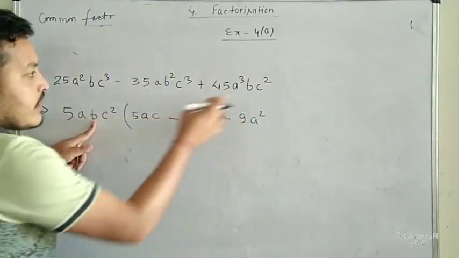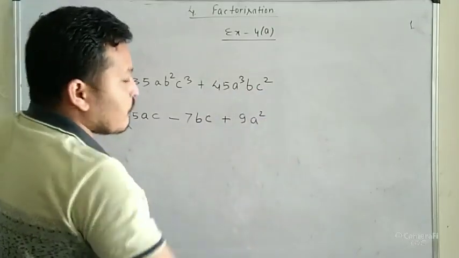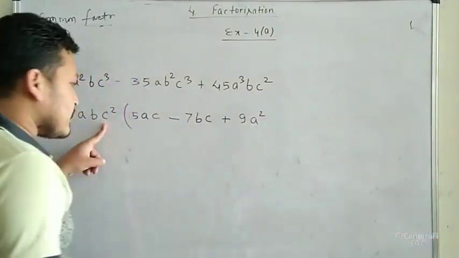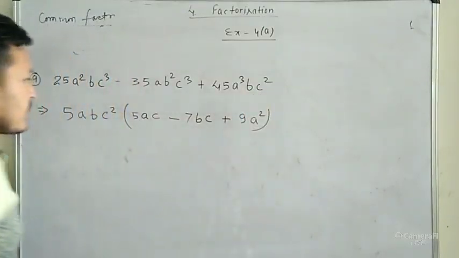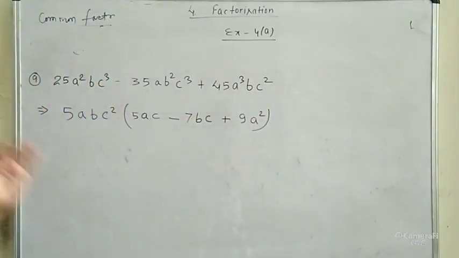One b is common, here also single b, so b is common and we will not write the b. c square is also common here, then this is our answer. This is our final answer: 5ac minus 7bc plus 9a square. Okay, so I hope you are able to solve this type of question easily.